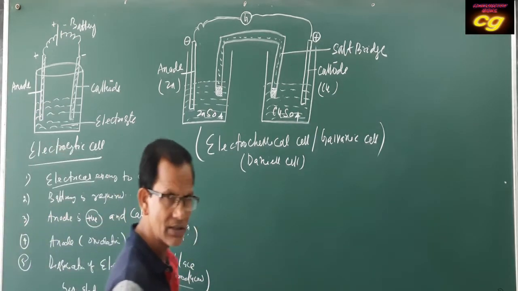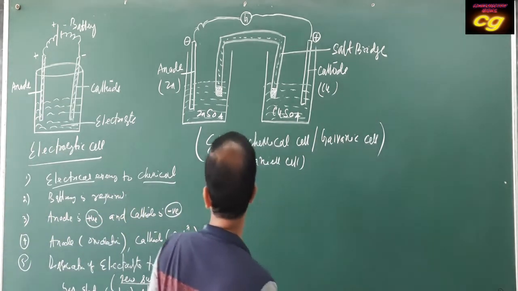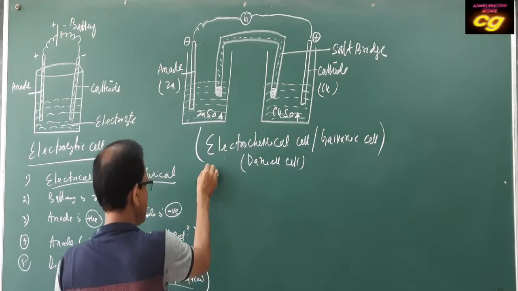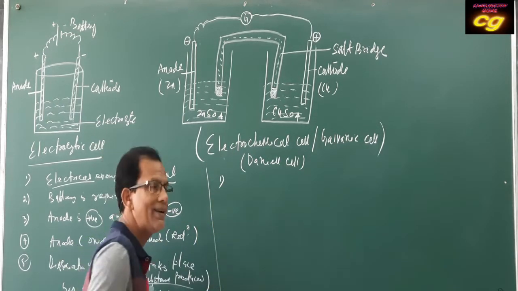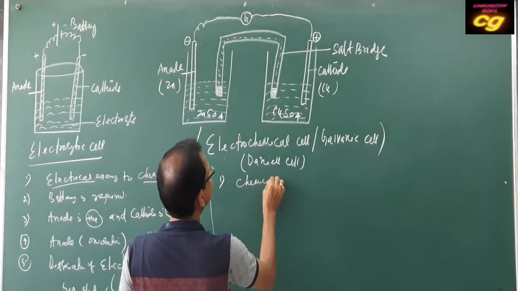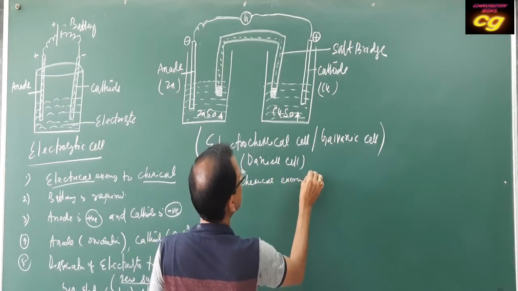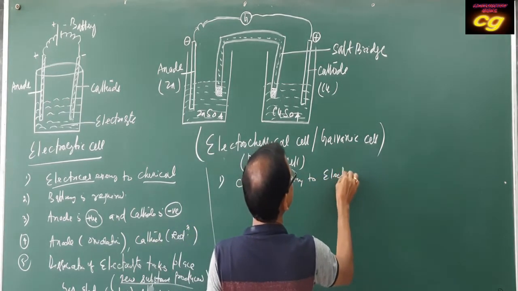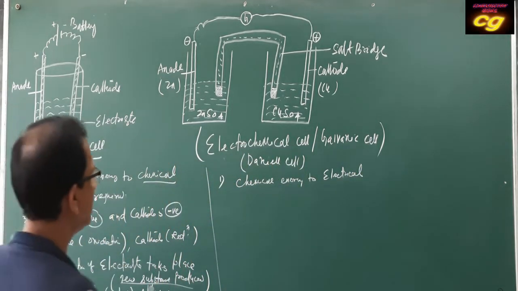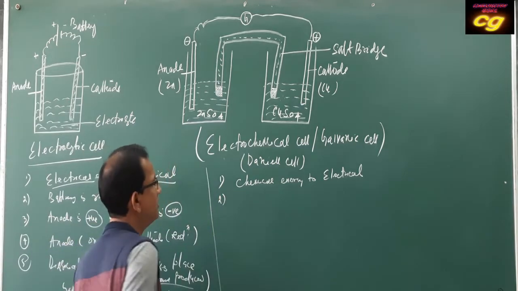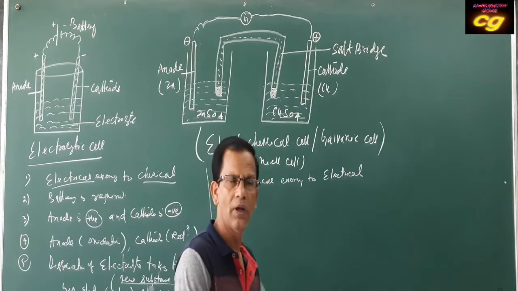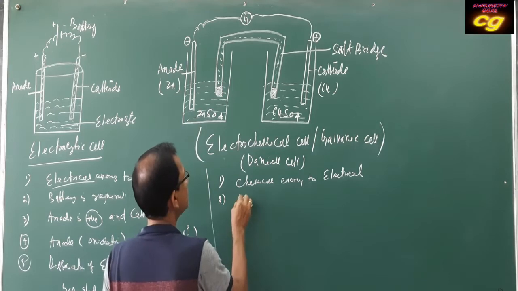But you see another type of device or cell in which what happens. This is called an electrochemical cell. It converts what? Chemical energy to electrical energy. This is the opposite of the electrolytic cell. And here what happens? This is due to the difference in reactivity.